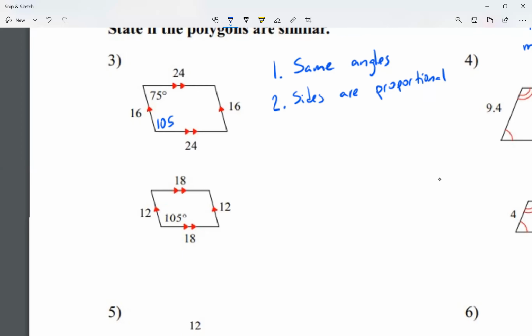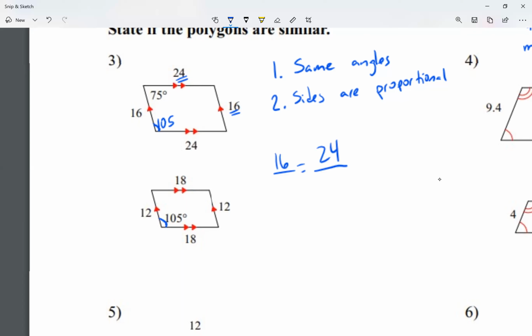Then I look at the second figure. I see 105 here, which is this angle right here. The angles seem to be the same. So I'm going to say the first criteria is met. Angles are the same. Now let's take a look at the sides. On the figure on the top, the numbers that I have are 24 and 16. And then they repeat again, 24 and 16. Okay, let me write them from small to large. So I have a 16 and a 24.